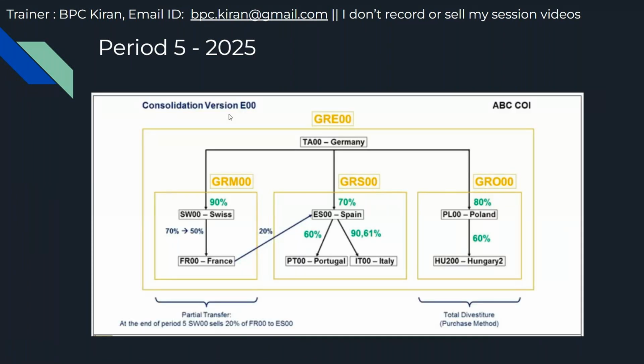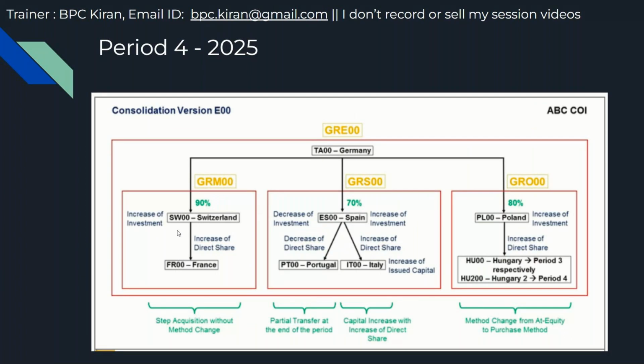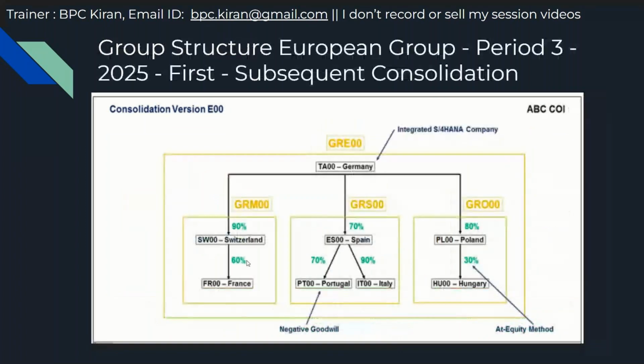In period 5, we are going to understand partial transfer and total divestiture, these two scenarios. If you observe here, Switzerland investment in France is 70% in the fourth period. In period 1 it's 50%, and it increased to 70%.